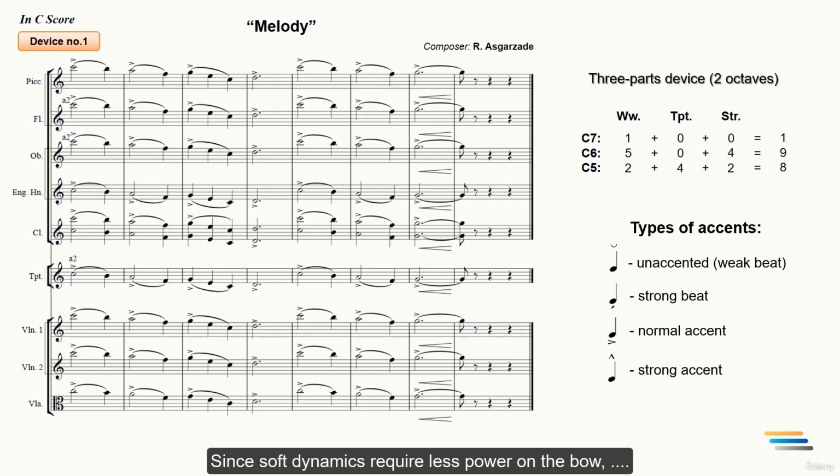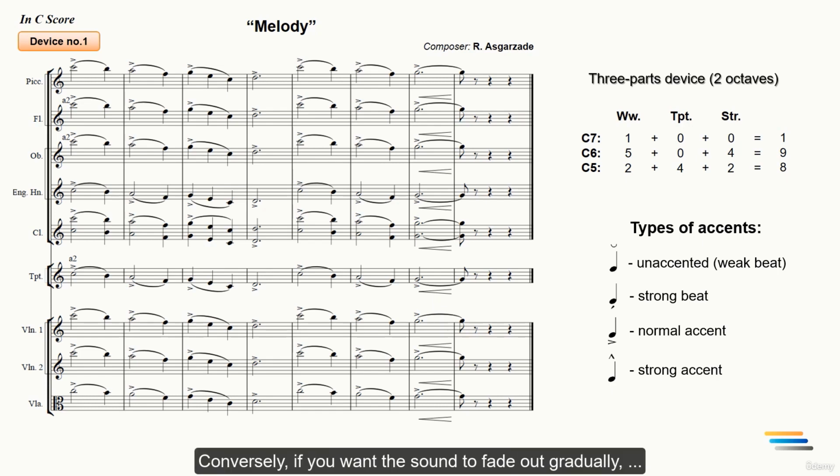Since soft dynamics require less power on the bow, a series of notes can be played under a single bow movement. As I said, there is nothing to worry about, because the conductor and the principal players will take care of such trifles during the rehearsal. The mark you see at the end is the crescendo, which means that the musical dynamics will gradually rise towards the end. This is just to add color.